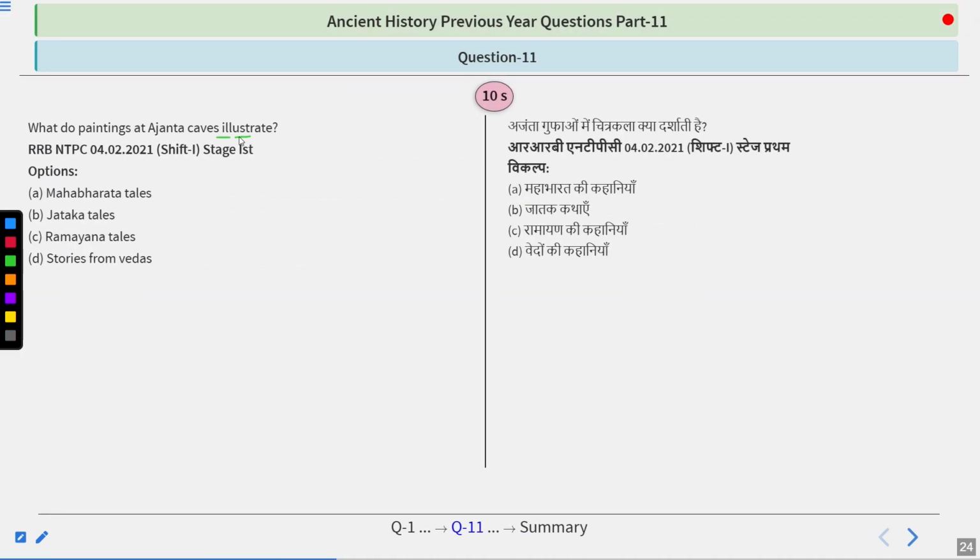What do paintings at Ajanta caves illustrate? Options are Mahabharata tales, Jatak tales, Ramayan tales, or stories from Vedas. So take your time.